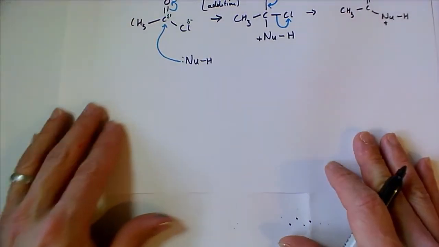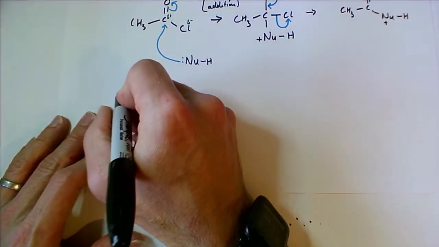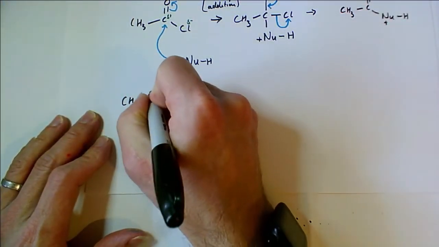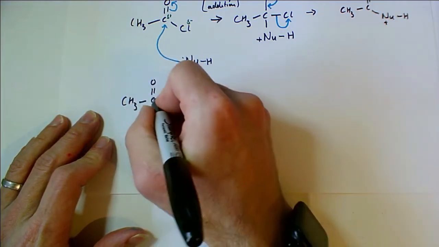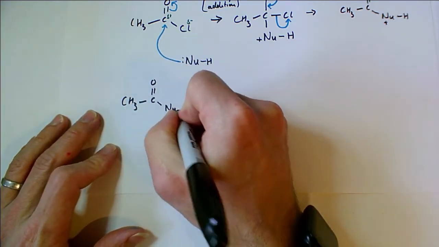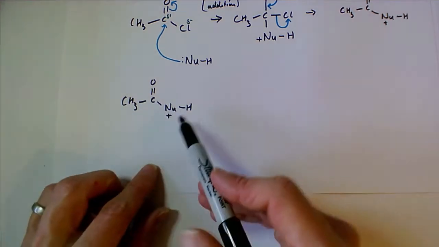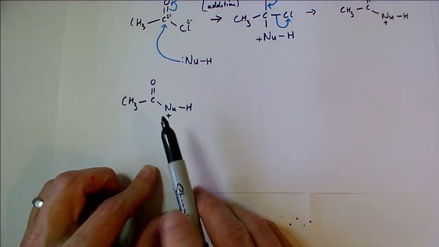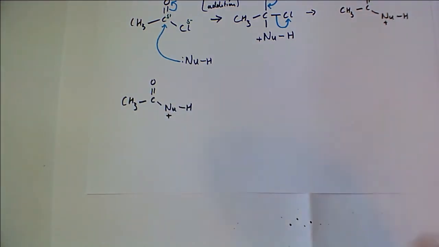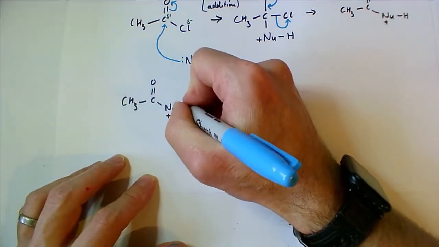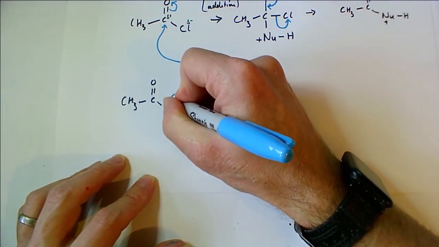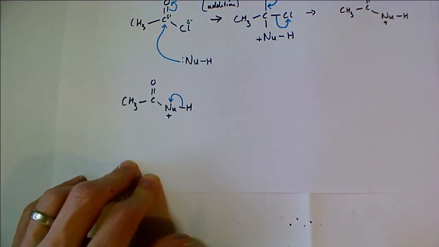So the story's not quite over yet, so I'll just redraw this here. This is sort of step 2 of this. Now, we want to lose this positive charge on our nucleophile here. The manner in which this happens is that the electrons from that bond return to the nucleophile.